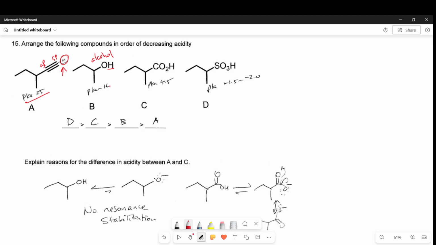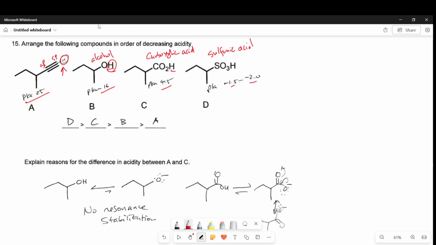Alcohols are in the range of 16 to 18 pKa value for that hydrogen in general. This is a carboxylic acid, obviously an acid, oxalic acid. This has a pKa value of 4.5. This is a sulfonic acid, pKa of minus 1.5 to minus 0.20.